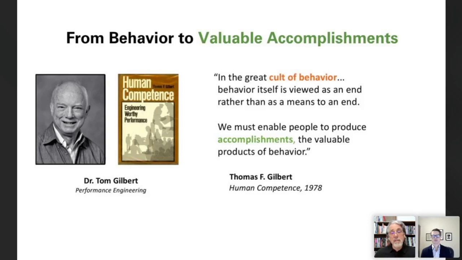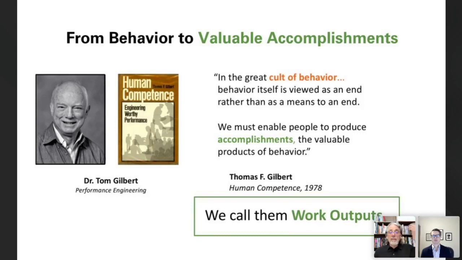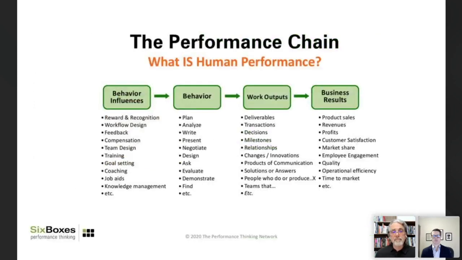And for me, when I encountered Tom's book, and then when I met him in the early 80s, it changed the world pretty considerably. And we call accomplishments work outputs, as you'll see in our models. The reason we do that is because the word accomplishments has been adopted by a lot of people, but it means a lot of different things. Some people think it's organizational business results. Some people think it means changes in behavior. There's a whole lot of things that people use that word to refer to. As you'll see, we talk about work outputs, which are countable products of individual, process, or group behavior.